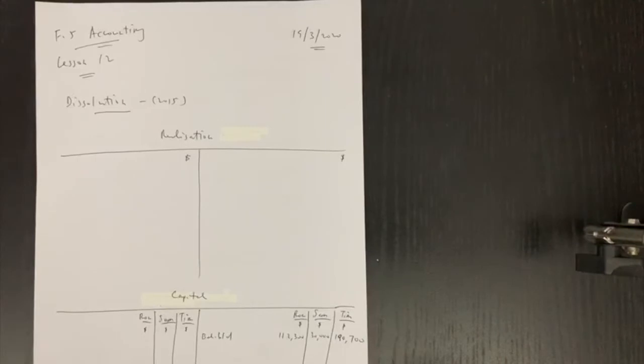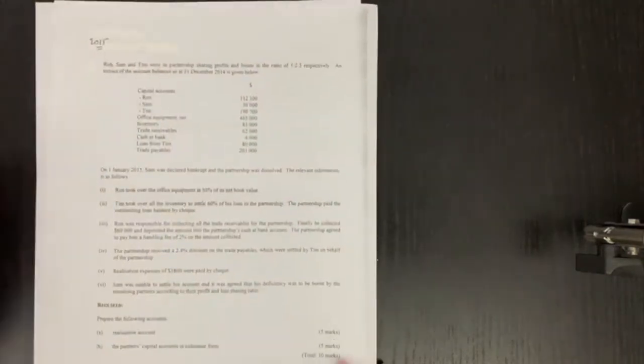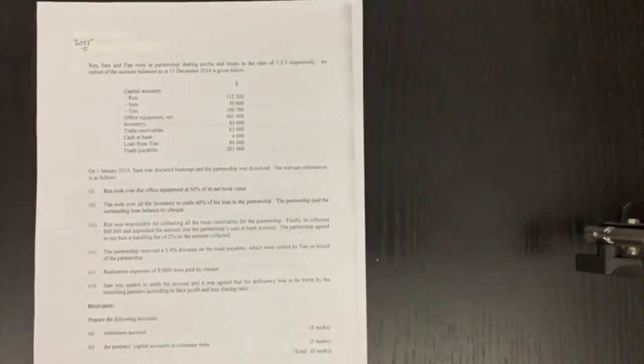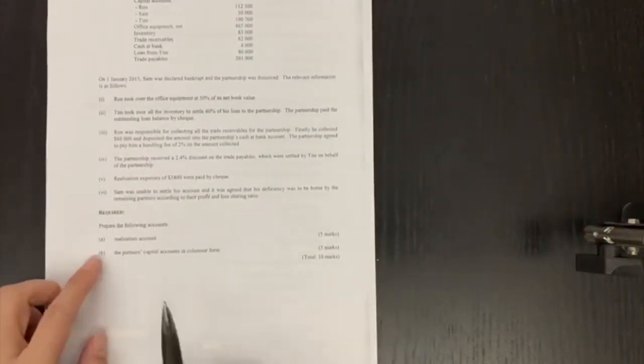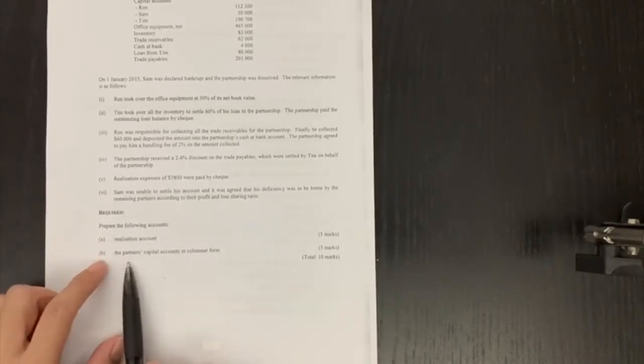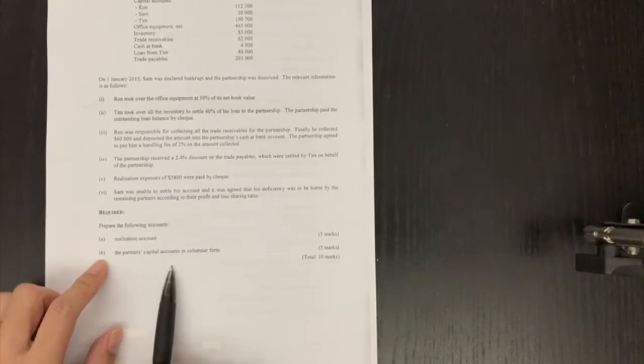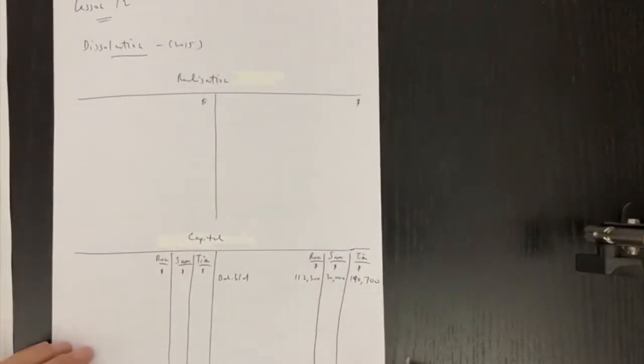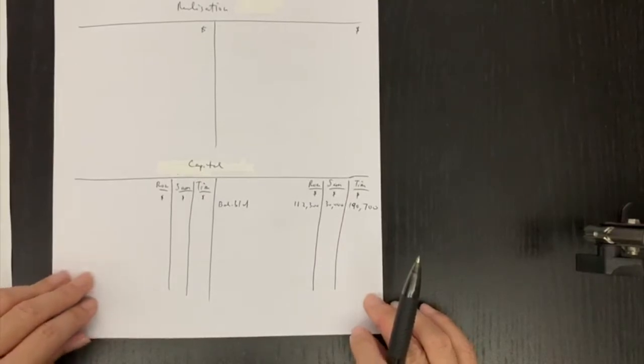Alright, so we will do another DSE question about dissolution. Okay, so this is the question, and then let's take a look at the things that we have to do. So we have to draw up realization accounts, and then we have to draw up capital accounts here. So therefore I have my realization accounts and then my capital accounts.